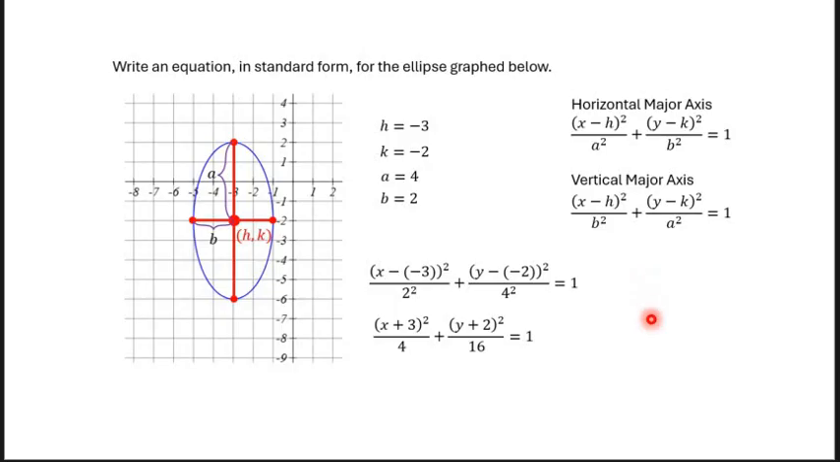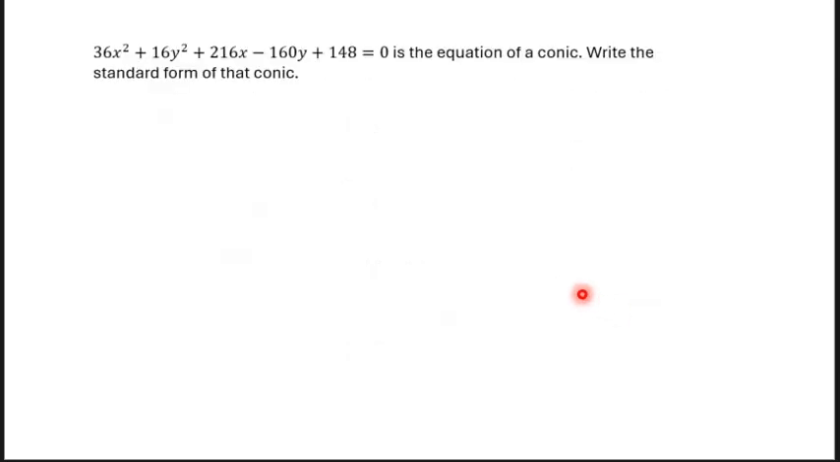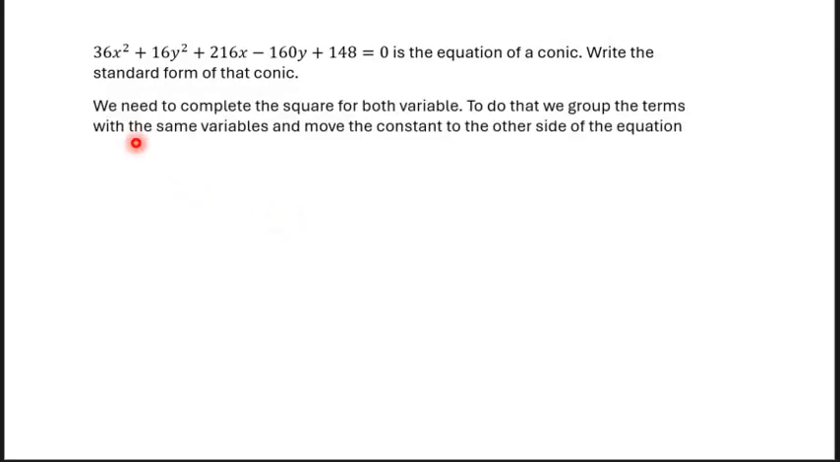All right, the last thing I want to look at here is, given the equation of a conic in this general form, I want to be able to put that conic in standard form. So here's the equation of a conic. Write the standard form of the conic. In order to do this, we need to complete the square for both variables, x and y.